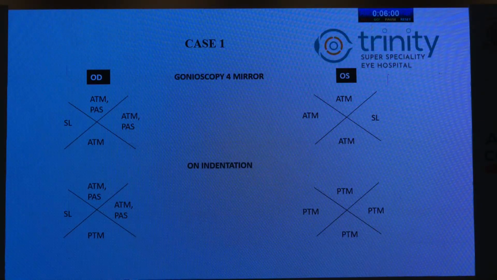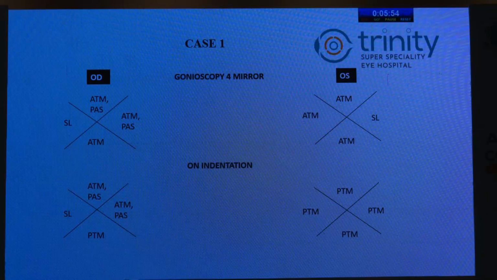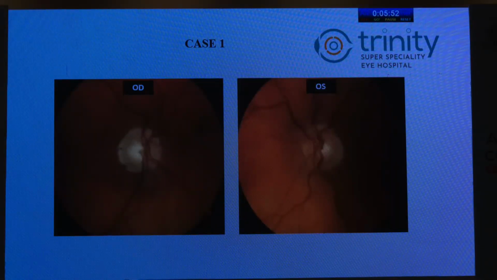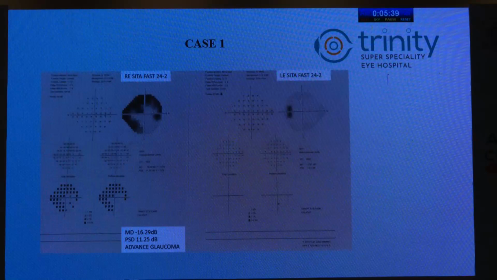When you do a gonioscopy, you can see occludable angles in both the eyes with 180-degree peripheral anterior synechiae in the right eye. And in the fundus picture, the right eye shows a disc with inferior neuroretinal rim thinning and a cup disc ratio of around 0.6 to 0.7, whereas the left eye was within normal limits with around 0.3 cupping and a healthy neuroretinal rim.